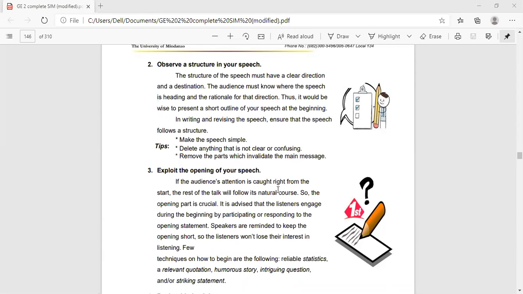So what happens is the speech has no structure. So first you have to build around that thesis statement so that you have direction. Okay, number two: the audience must know where the speech is heading and the rationale of that direction.